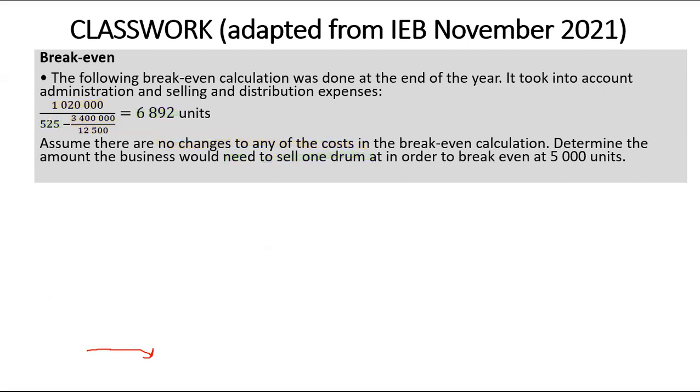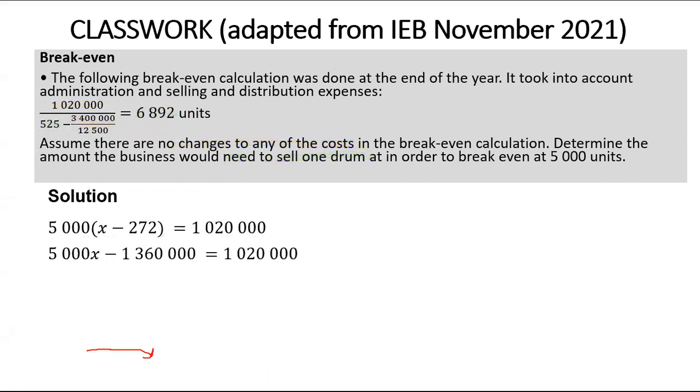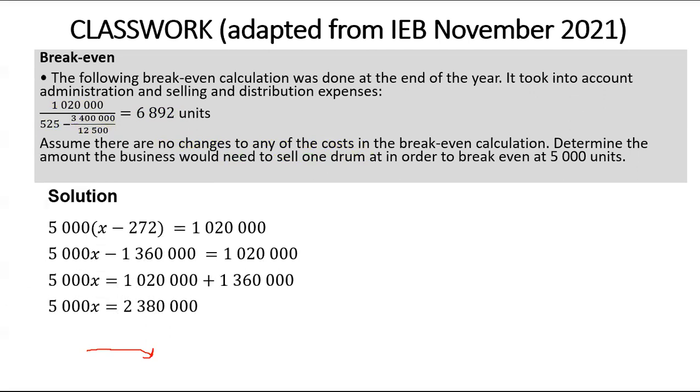All right, so when we solve for that, obviously, after distribution, this is what you will get. Then take 1,360 to the right-hand side. It's negative, it will end up being positive. So on the right-hand side, you will have that 1,020,000 plus 1,360,000, which will give you 2,380,000, and then divide both sides by 5,000 in order for you to get the value of X. And that will give you 476. That is the value of X.